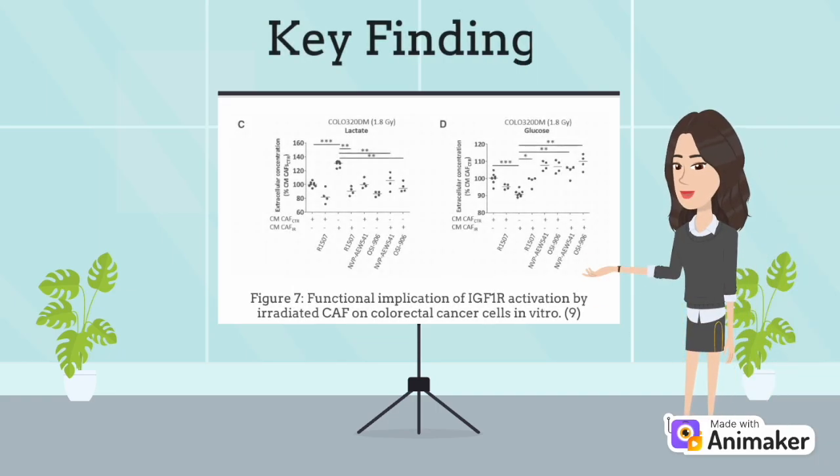Secondly, it was found that the neutralization of IGF-1R activity by monoclonal antibodies such as R1507 blocked the increase in cell number, lactate release, and glucose uptake by cells. Figure 5C denotes that R1507 was able to inhibit the concentrations of extracellular lactate. Figure 5D shows how the inhibitors also successfully counteracted the increase of glucose uptake.